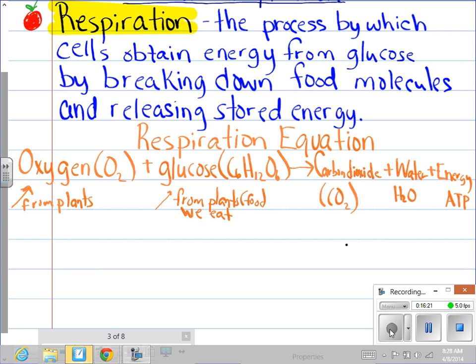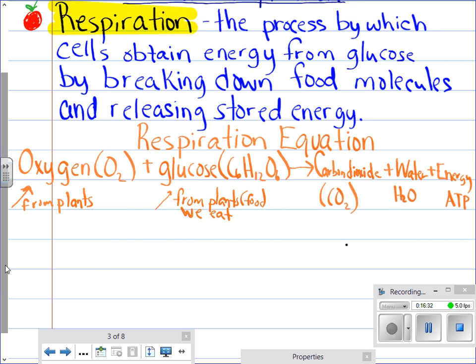I'm also going to say this, that this equation is not balanced, and you'll learn about balancing equations in 8th grade, but you have the gist of what we take in and what we let out. Now, let's look at something here.